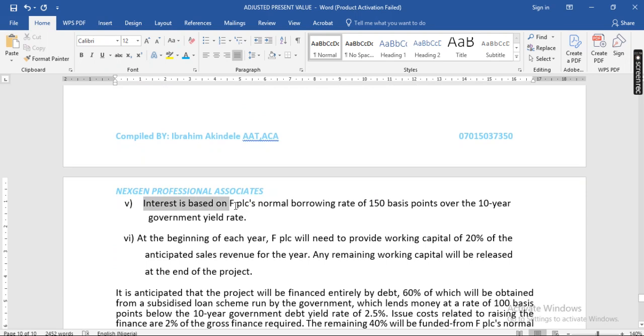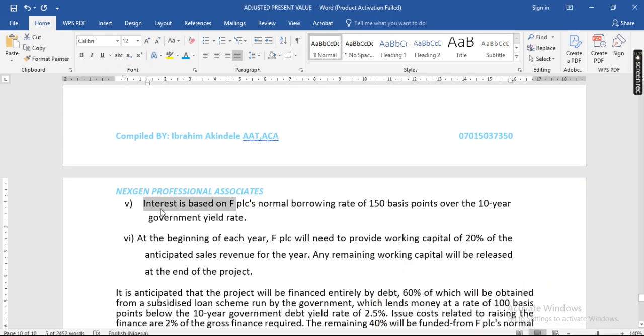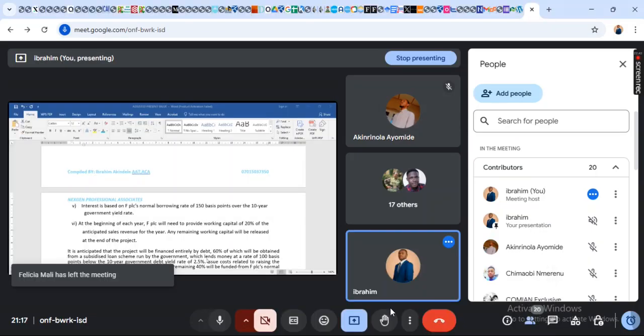Interest is based on, we are moving to financing now. Interest is based on FPLC normal borrowing rate of 150 basis points. Class, what is 150 basis points? What does that indicate? 150 over 100. So 150%, right?